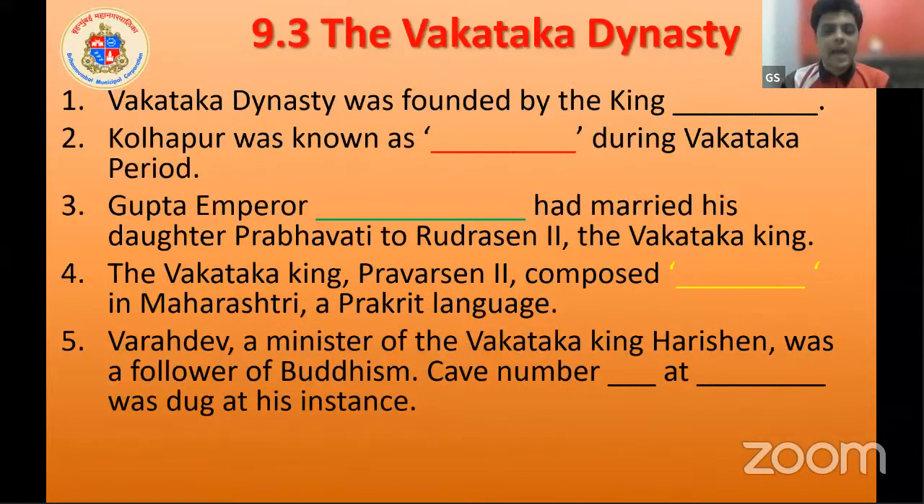Your time starts now. Question number 1. You can write the title, the Vakataka dynasty, and then you can write down the answers. The Vakataka dynasty was founded by the King Dash. Who was the founder of the Vakataka dynasty? You have to write down the name of that king over there. Then question number 2. Kolhapur was known as Dash during Vakataka period. During ancient period, what was the name of Kolhapur? Today we know that city as Kolhapur, but what was the name in the ancient times? You have to write it.